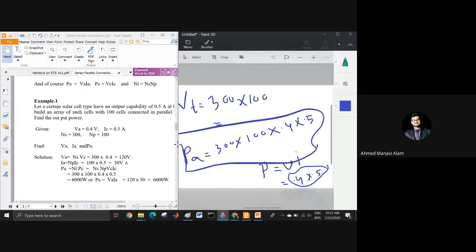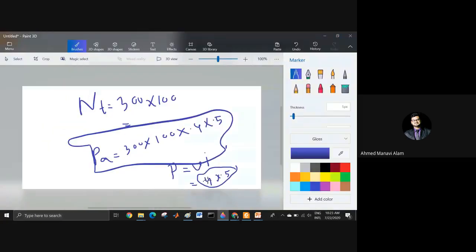In this section you have found the power of one PV cell. In this section you have found the power of total PV cells, because this is the number of cells that is in that PV array. You will find the total PV array power. So these are very simple maths.